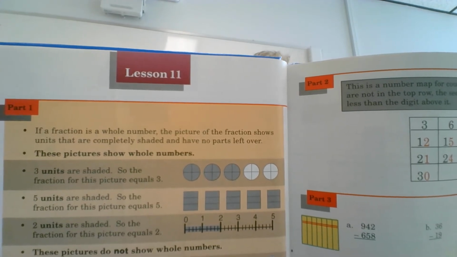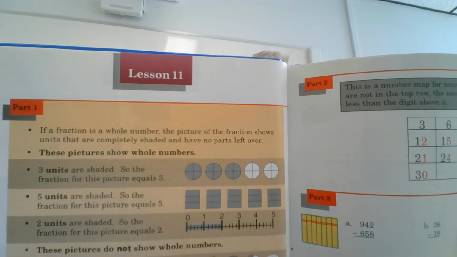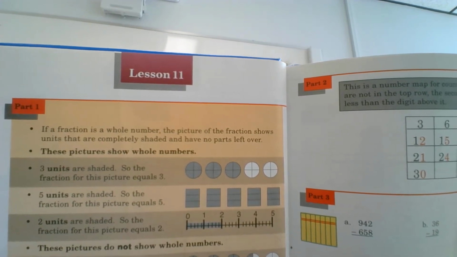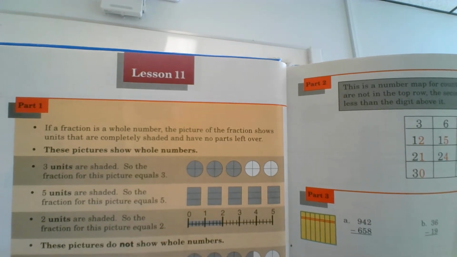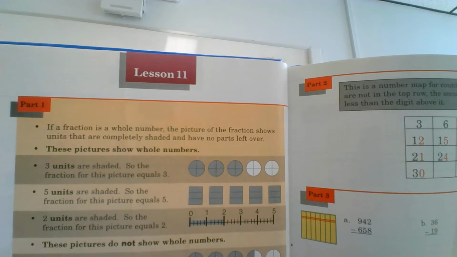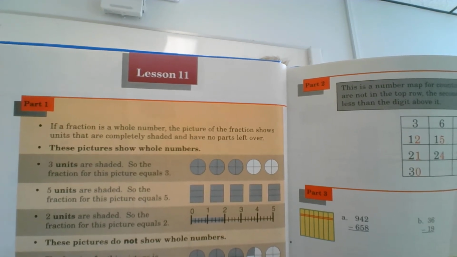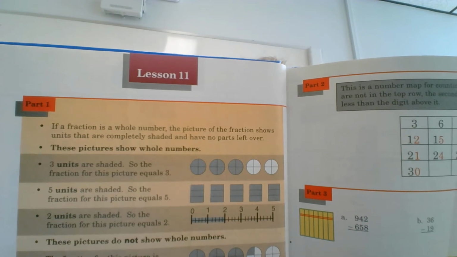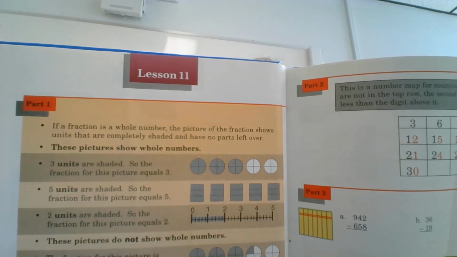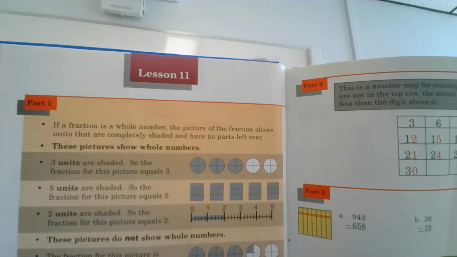Touch the picture that shows circles. The fraction for this picture is more than 3 and less than 4. Touch the boxes. The fraction for this picture is more than 5 and less than 6. Touch the number line. The fraction for this picture is more than 1 and less than 2. Remember, if a fraction equals a whole number, no leftover parts are shaded.